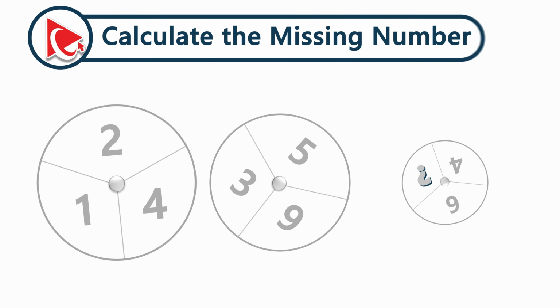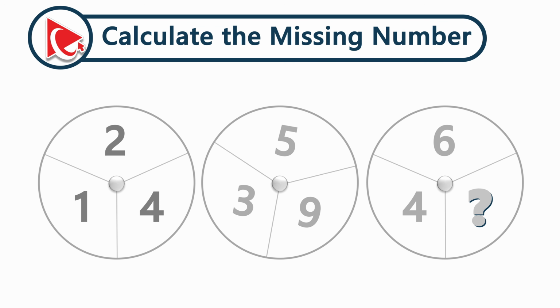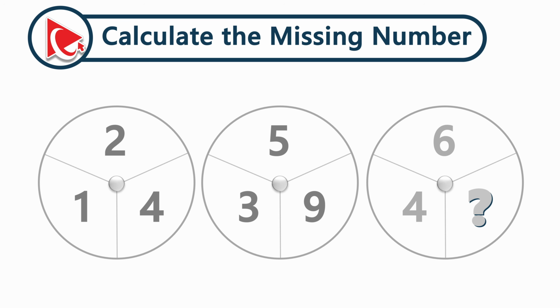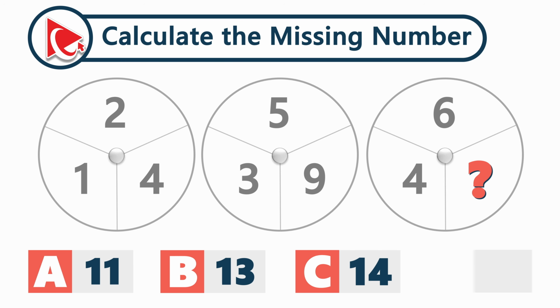You're presented with 3 circles. First circle has numbers 1, 2, and 4. Second circle has numbers 3, 5, and 9. And then the third circle has numbers 4 and 6, and the third number is missing. You need to calculate the missing number out of 4 possible choices: A, 11, B, 13, C, 14, or D, 19. Can you try to solve it on your own?